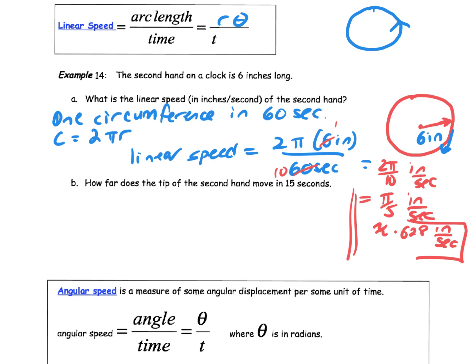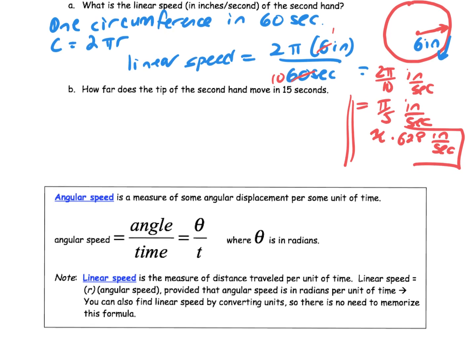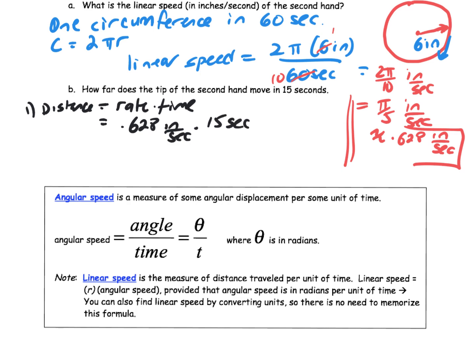In part B, it says, how far does the tip of the hand move in 15 seconds? So there's two ways that we can think about this. The first way, we can say that distance is equal to rate times time. And here we know the rate. It's 0.628 inches per second. And then in 15 seconds, we can multiply this by 15 seconds. That will give us how many inches it travels, which would be 9.42 inches if we multiply that out.